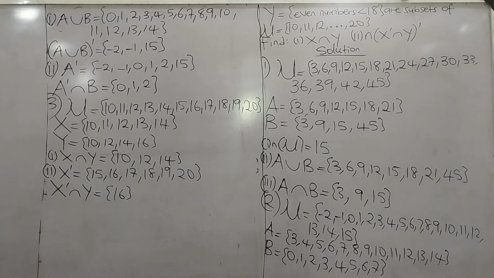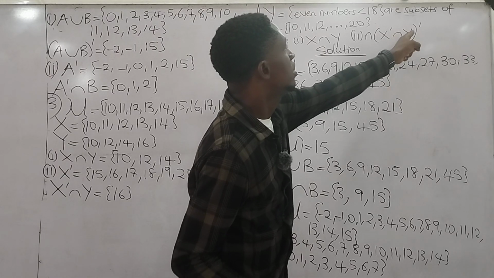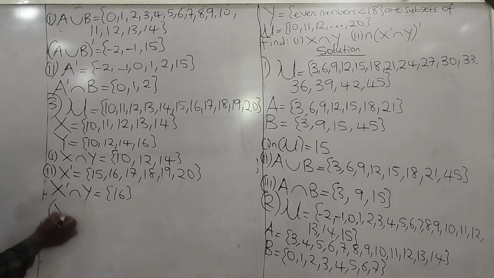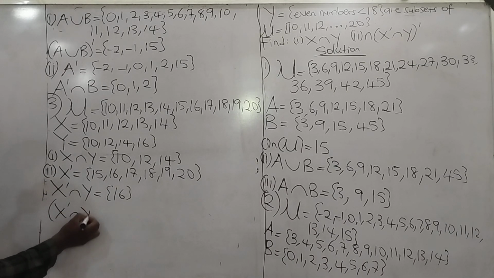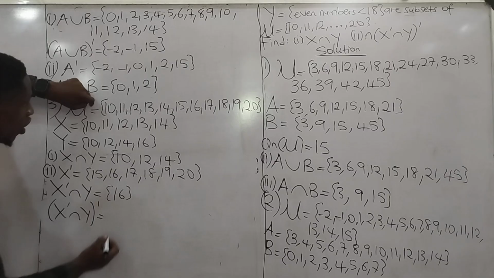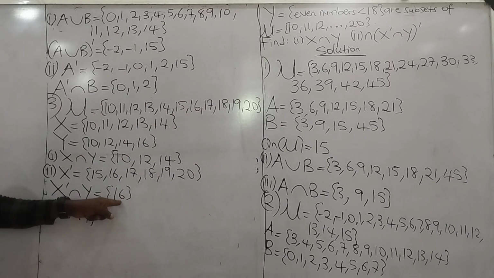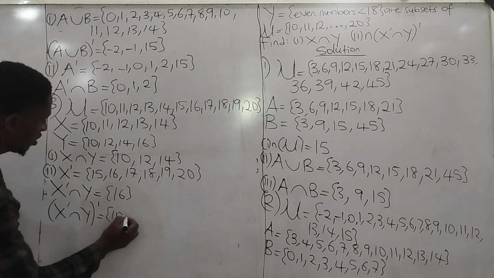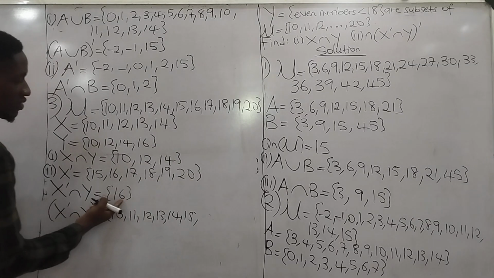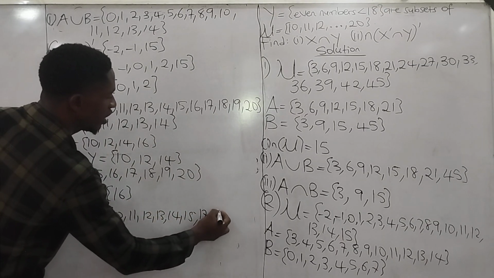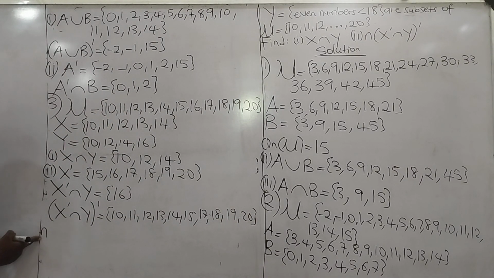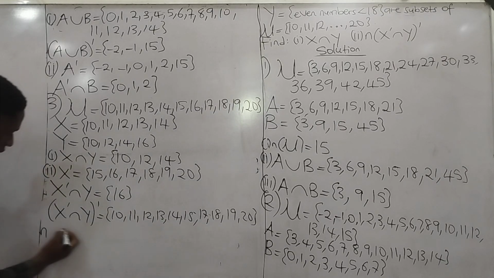Then the next question they ask you is to find the complement of this answer you got here. So what does it mean? X complement intersection of Y, bracket complement, means what is in the universal set that is not here. All the numbers, you cannot find them here apart from 16 that is there. So let us list it. We have 10, 11, 12, 13, 14, 15. I can't write 16 because it's here. 17, 18, 19, 20.